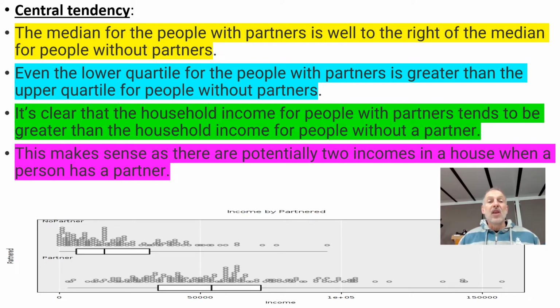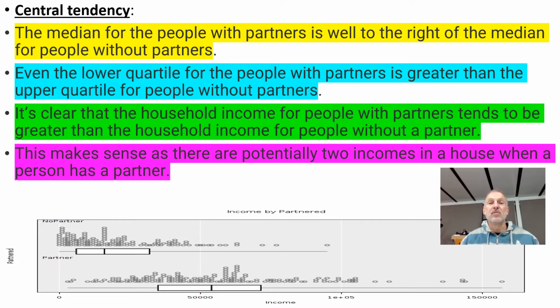So it is clear that the household income for people with partners tends to be greater than the household income for people without a partner. This makes sense, as there are potentially two incomes in a house when a person has a partner. In other words, if you've got a partner, there's two incomes compared to a single income for a person without a partner.